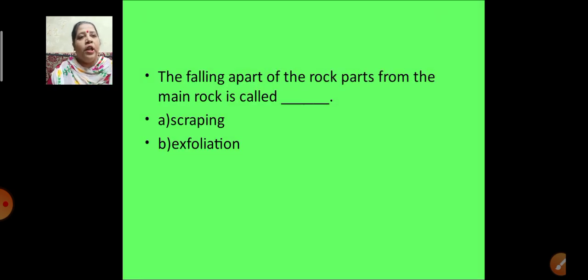The falling apart of the rock parts from the main rock is called dash. Option A, scraping. Option B, exfoliation. What is the right answer, children? Yes, it is option B, exfoliation. So click on option B.